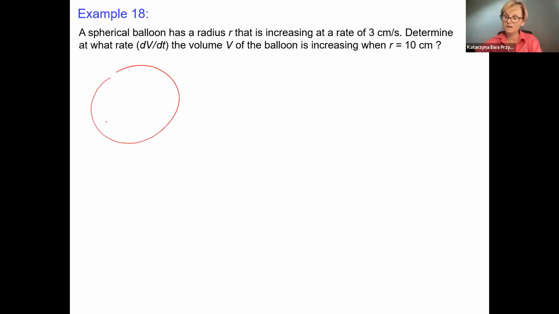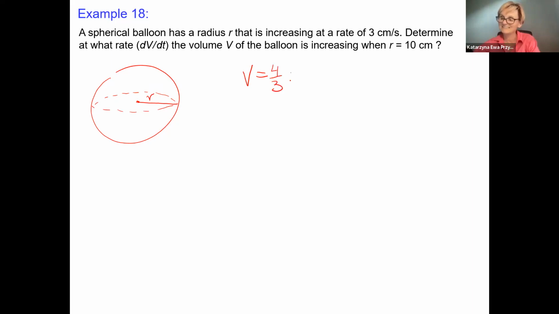We have a spherical balloon. Okay, we have a sphere, and the radius is increasing. That means radius is a function of time. It's the inner function. And volume is a function of radius, but radius is a function of time. That means volume is also a function of time. That means we will need, first of all, the formula for the volume. Somebody remember? What's the formula for the volume of the sphere?